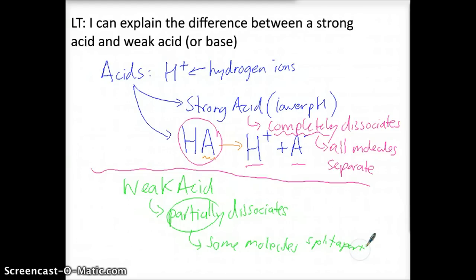A common misconception is in the difference between completely and partially. A lot of students think that completely means they're very far apart. So like this versus this is only partially dissociated, but this and this is completely. The distance the molecules or the ions are apart has nothing to do with whether an acid or a base is strong or weak. What you care about is how many molecules, all of them or some of them. The same is true for bases. Weak bases only partially dissociate, strong bases completely dissociate.